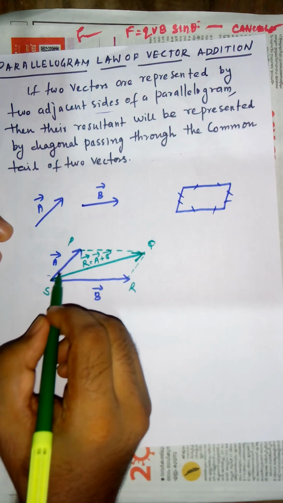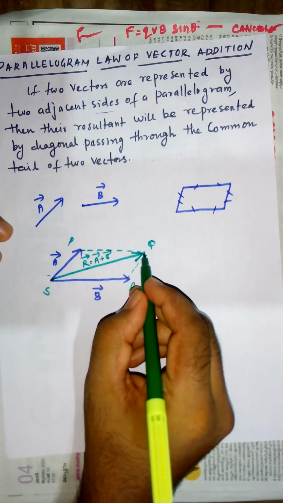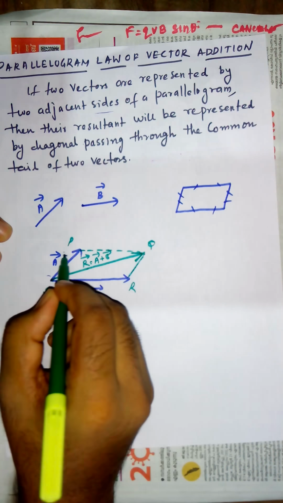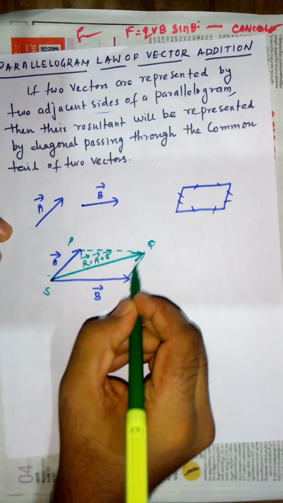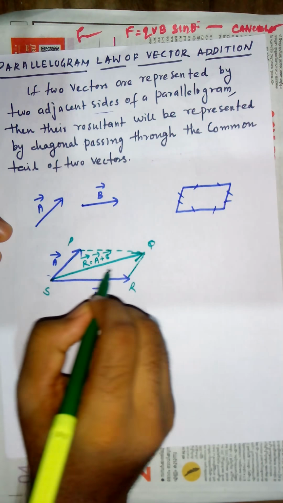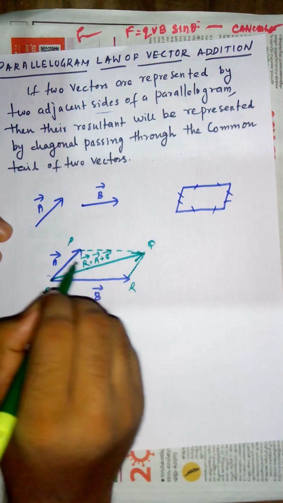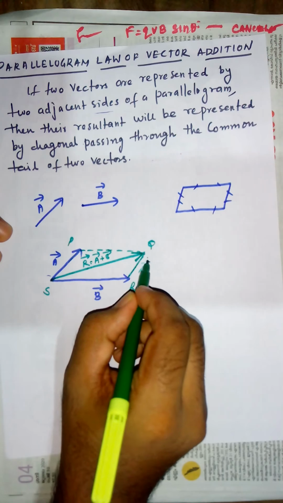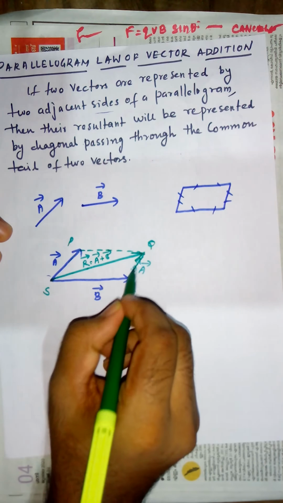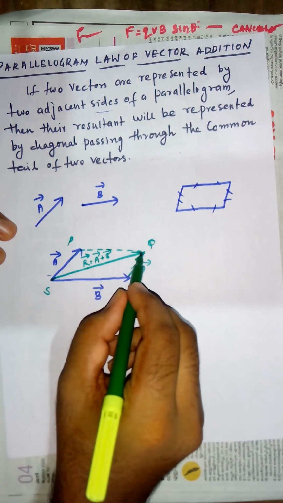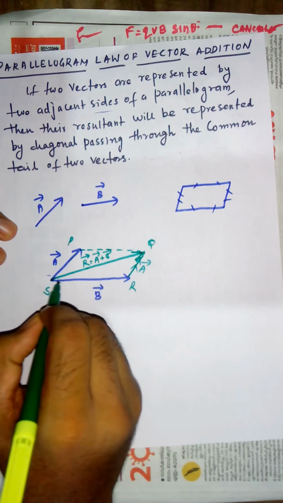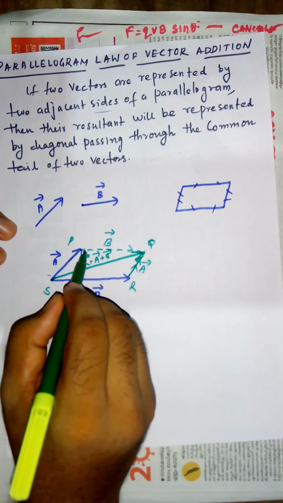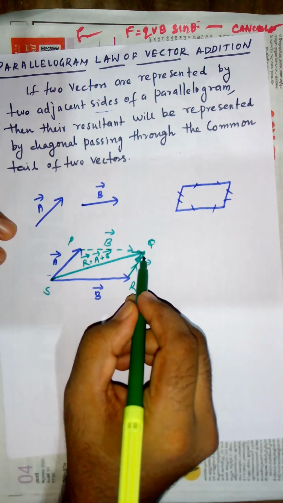See, this is a vector A, and this side is also of the same length, because in a parallelogram both the opposite sides have equal length, right? So I can consider this as equal to A, okay. And this side has equal length to this vector, right? So I can consider this as B, having the same direction. So this is equal to B and this is equal to A, okay.